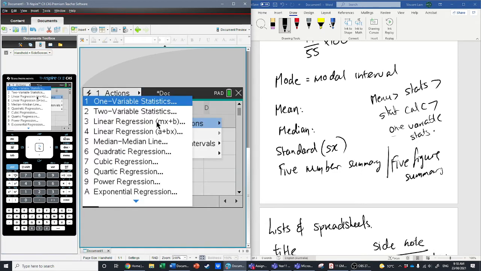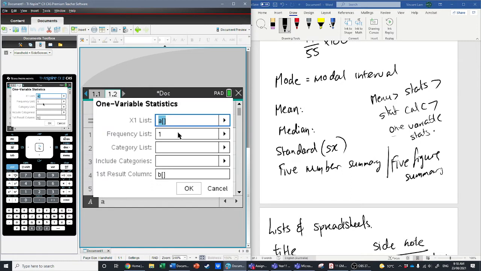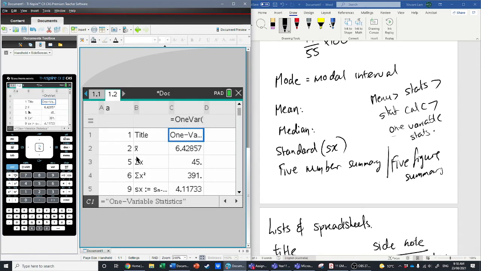Try again: menu, stat, calc, one variable, one list. Just click the right arrow and select it. Sometimes it is A, but it's good to select it anyway. See how it slightly changes. So you click the arrow, click the A, and hit OK. And as you can see, X with a little bar on top is the mean.